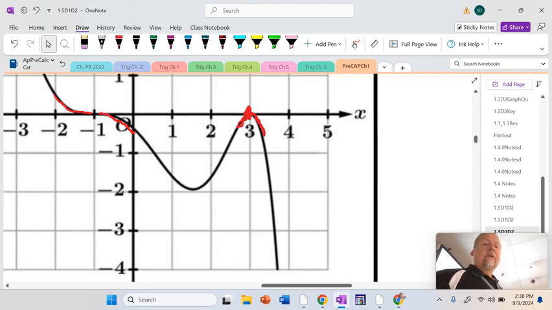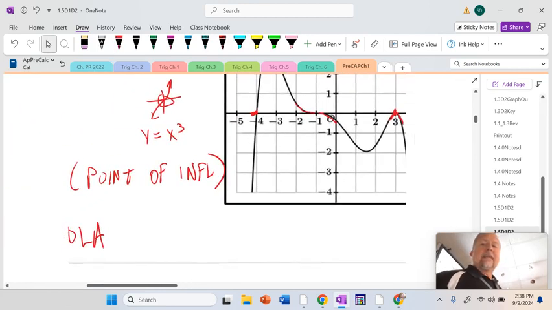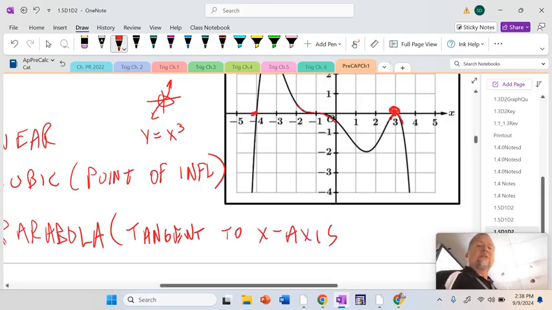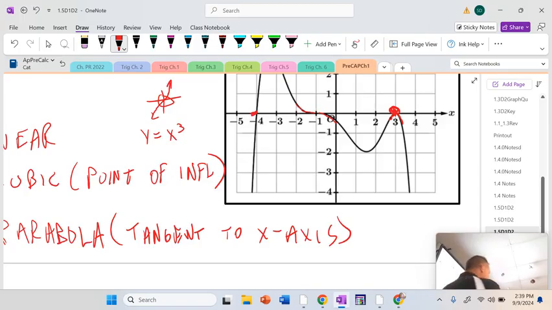I know what I want to put. It's tangent to the x-axis. Can everyone say tangent? It's tangent to the x-axis at this zero. It bounces and stays below just because of how the end behavior works. And that's it, but we're going to practice it. All right, that's what the notes are.